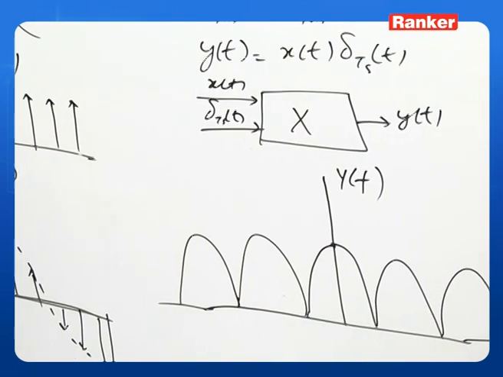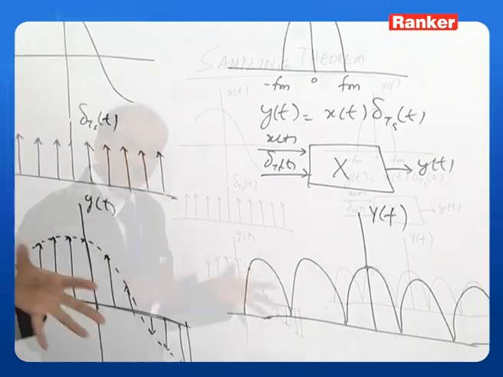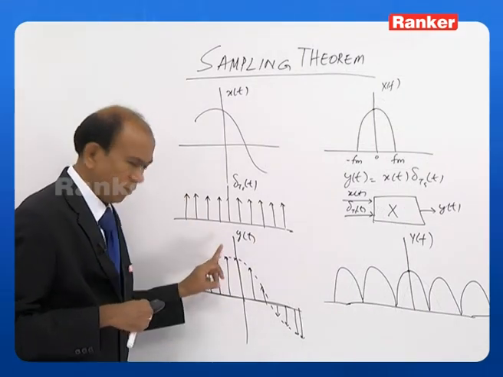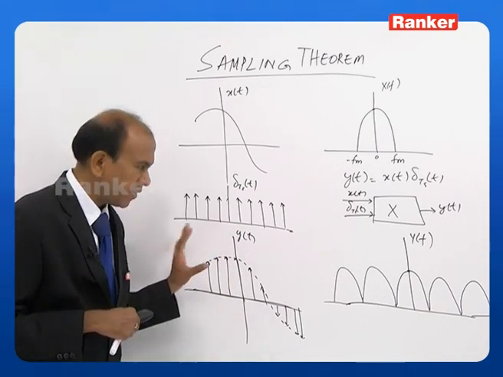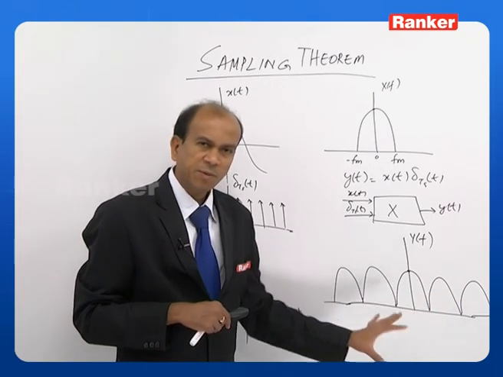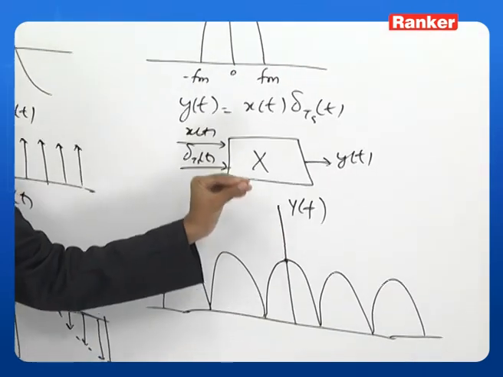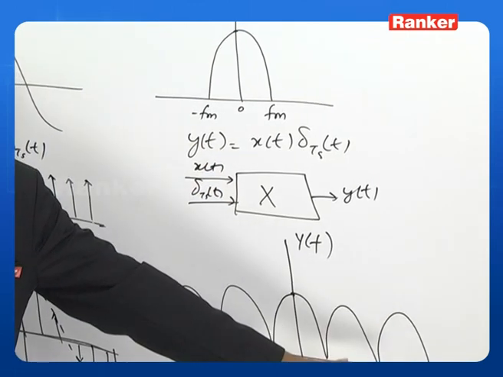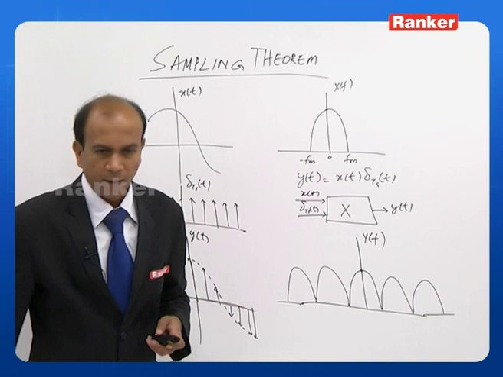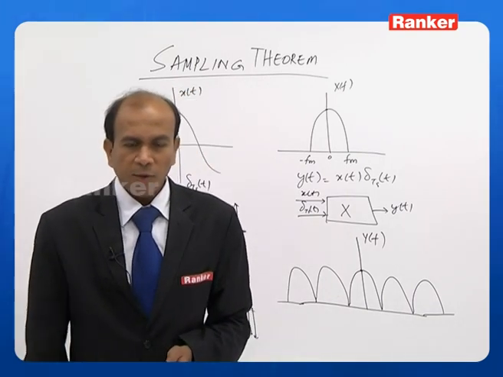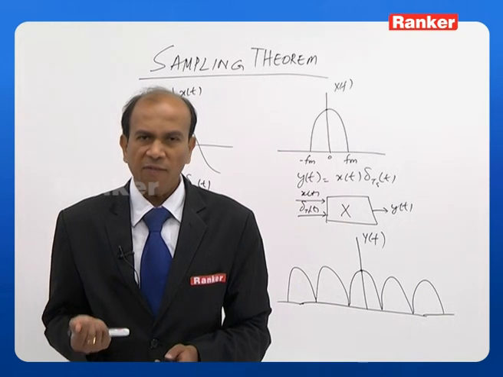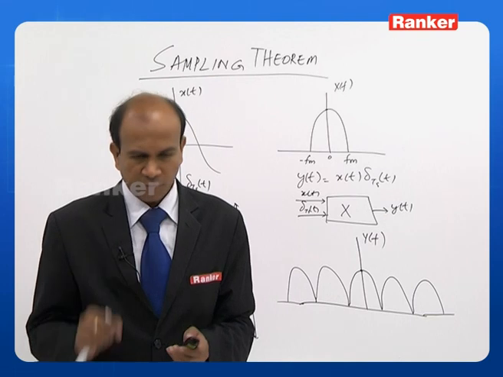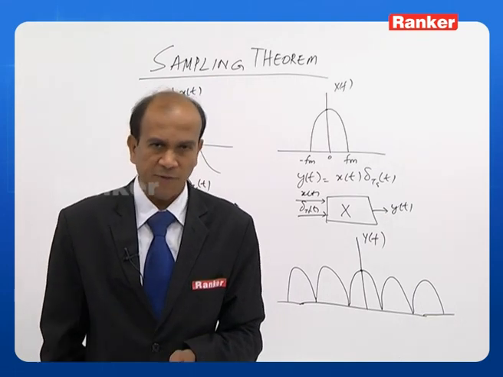We are including delta Ts of t here because of the period at which it is sampling, that is fs. After multiplication I will get y of t and the frequency spectrum of this. From this frequency spectrum we can understand that y of f is nothing but a repetition of x of f with a repetition frequency of fs. So, how am I achieving the sampling rate fs? I am achieving the sampling rate fs by multiplying x of t by delta Ts of t. So, y of t is x of t delta Ts of t.